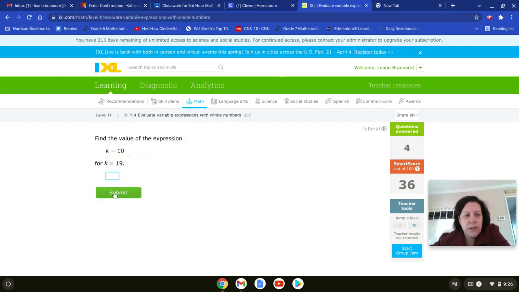All right. We're getting these good. Notice that. Find the value of the expression k minus 10, and k is equal to 19. So instead of k minus 10, we're going to say 19 minus 10, which is 9. 19 minus 10. Hopefully that makes sense. I think the numbers are going to get a little bit more challenging, but I think it's doable.